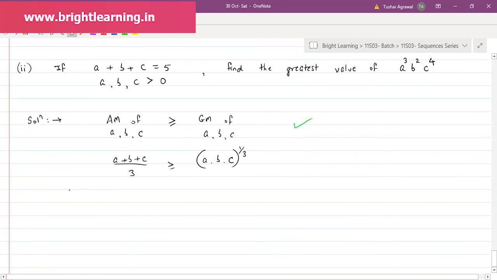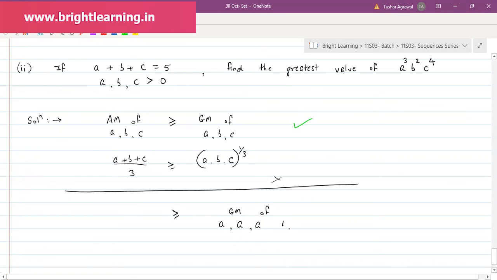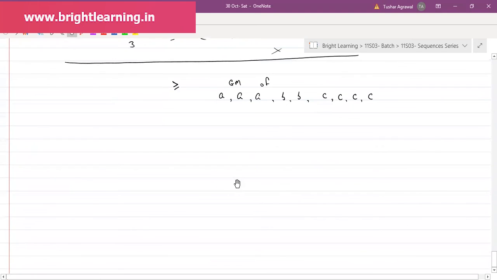This is although a correct result, but not a useful result for us. So if we discard this approach, another second try: let's say you want A cube now. So instead of taking geometric mean of A, B, C, if I take geometric mean of A, A, A, B, B, and C, C, C, C, where A is repeated 3 times, B is repeated 2 times, C is repeated 4 times, then if I'm writing here geometric mean of these many terms, means what? 9 terms are there.